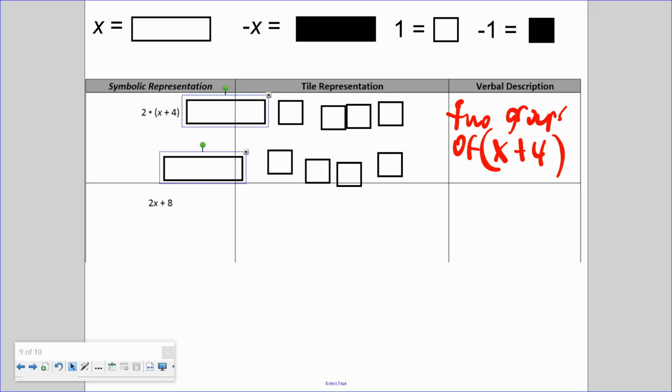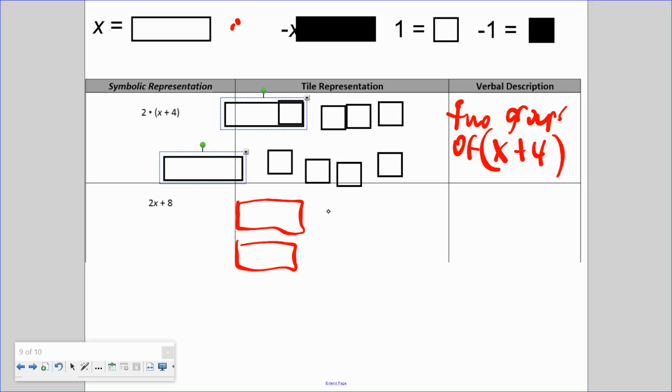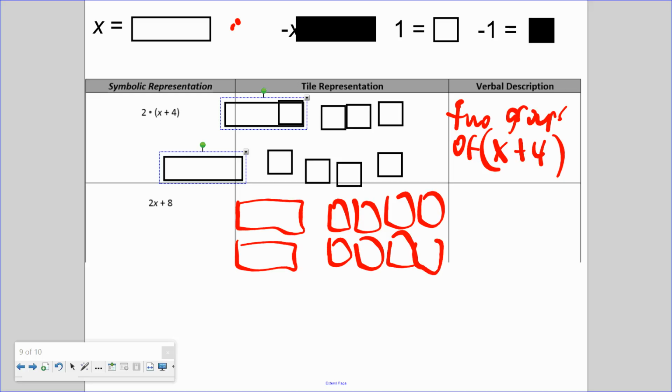I cannot reach it. All right, I'm just going to draw it. So 2x plus 8. So I see a sum of 2x and 8.